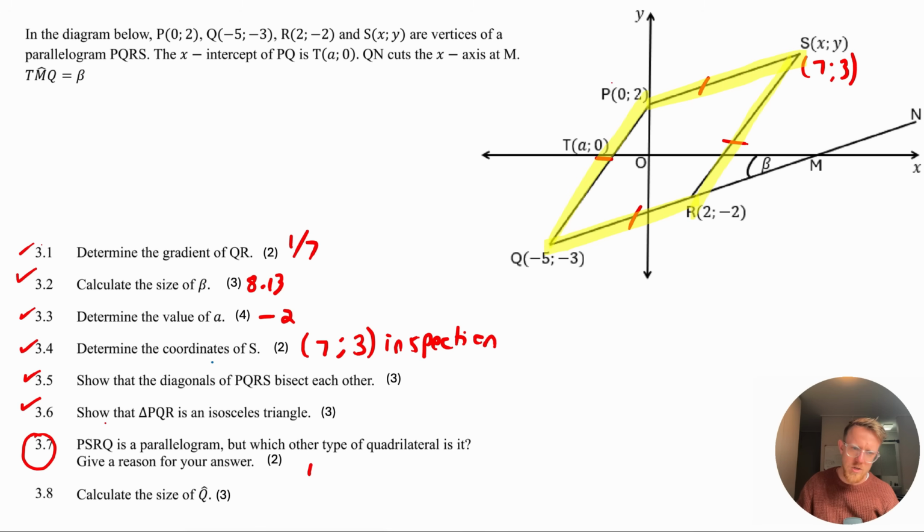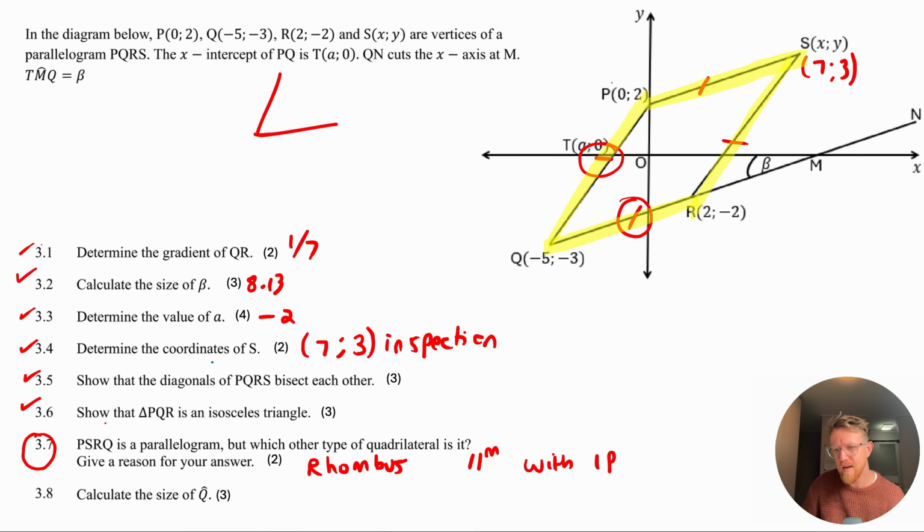So we can just say rhombus, and that is because we already had a parallelogram, and then we found one pair of adjacent sides. Adjacent means next to each other. So: parallelogram with one pair of adjacent sides equal.